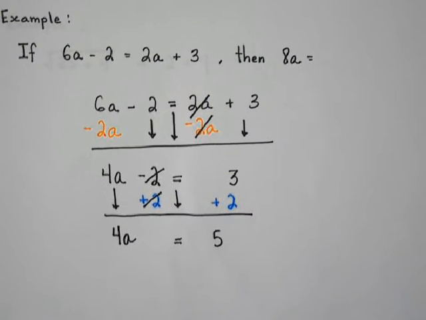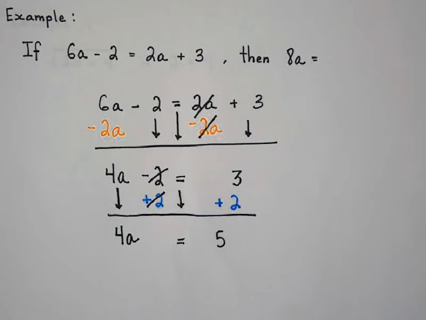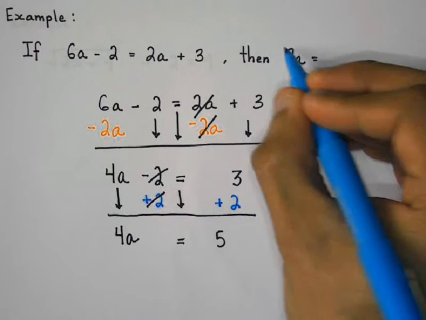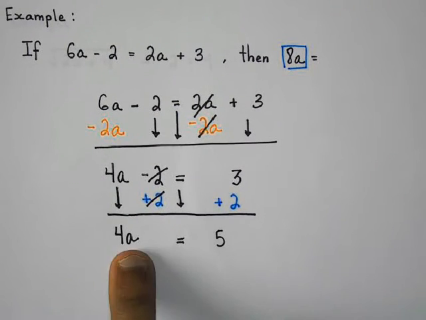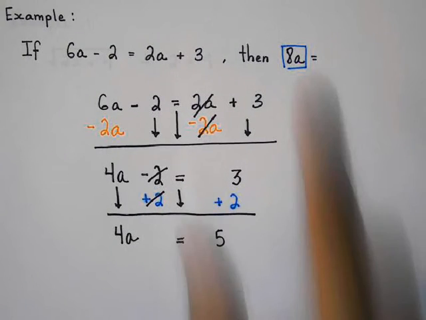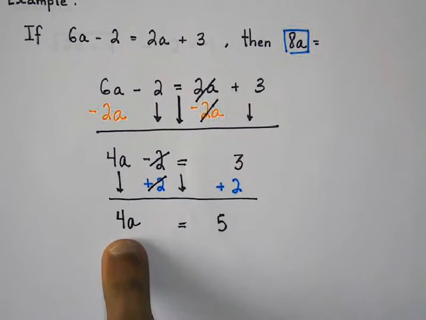Now, if we look at this very carefully, we have 4 times a is equal to 5. And if I asked you to solve for a, then what we could simply do is divide both sides by 4, and we would be done. But they don't want us to solve for a. The question is asking us for 8 times a. Well, we have 4 times a. We want to know, well, what is 8 times a? Well, can I make this an 8? And how can I turn this into an 8?